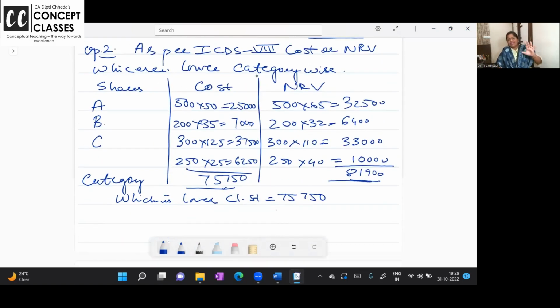Closing stock is 70,000. Now you want to value it at 75,000. So you have to increase the business income. That's all for this.